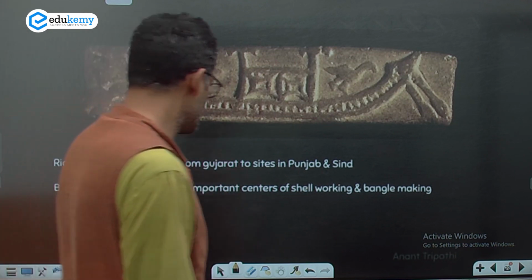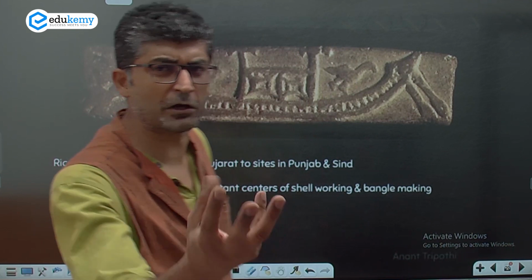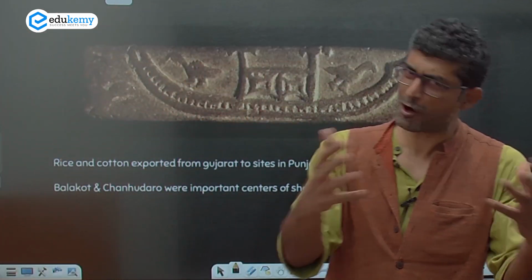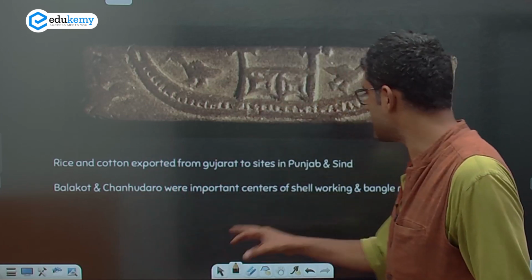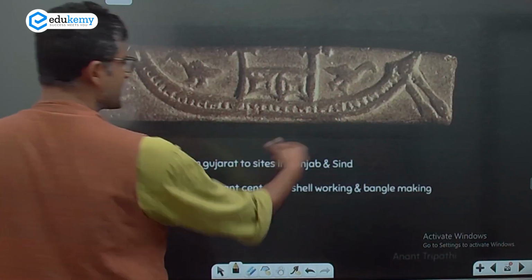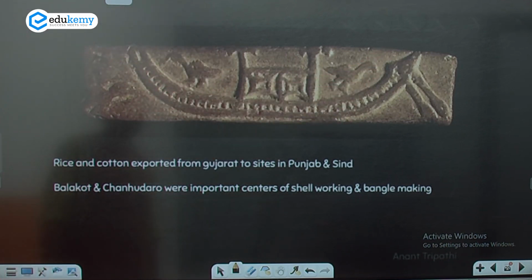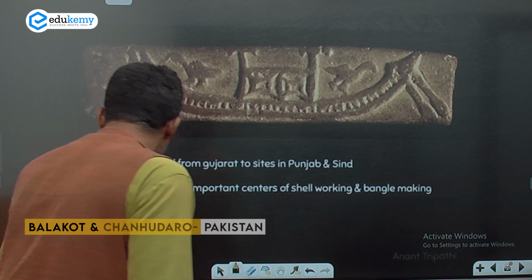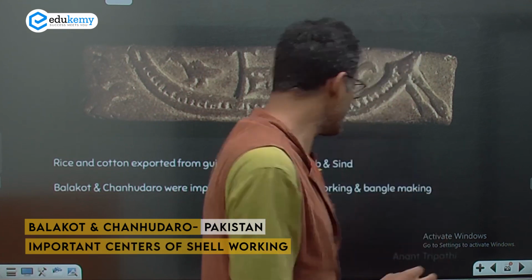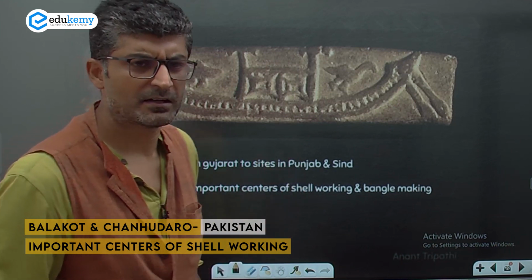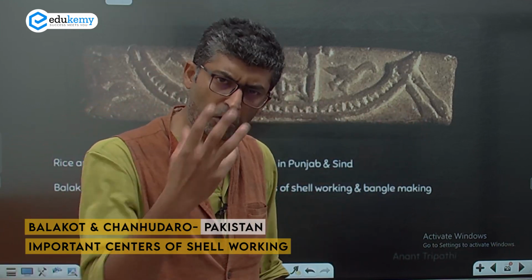Rice and cotton were exported from Lothal in Gujarat. You remember Lothal had that dockyard. So from there, it was exported to other sites in Punjab and Sindh using such boats. Then there were Balakot and Chanhu-Daro. These are in Pakistan. They were important centers of shell working, making bangles, shell necklaces, all those aspects.